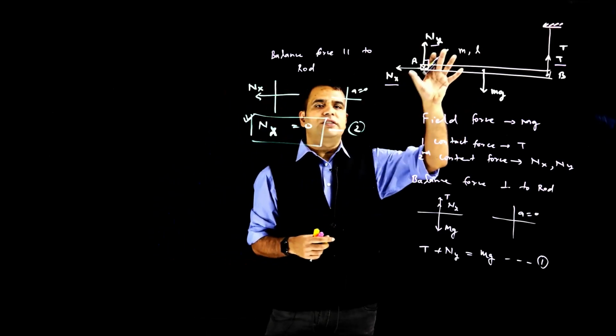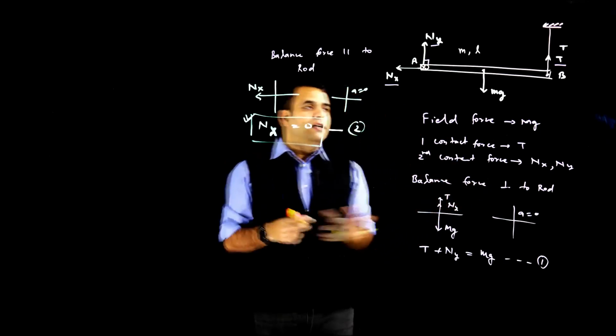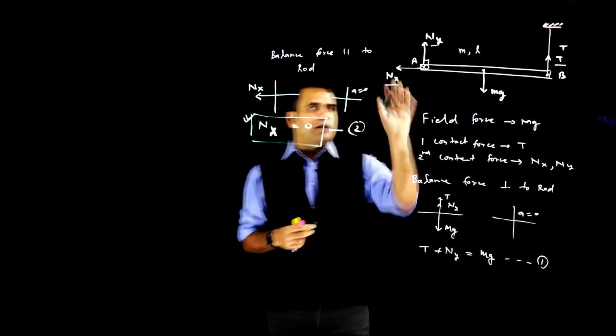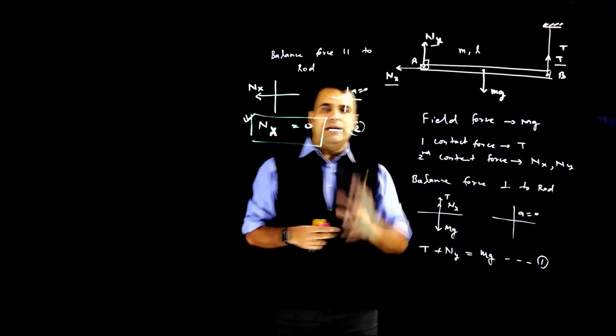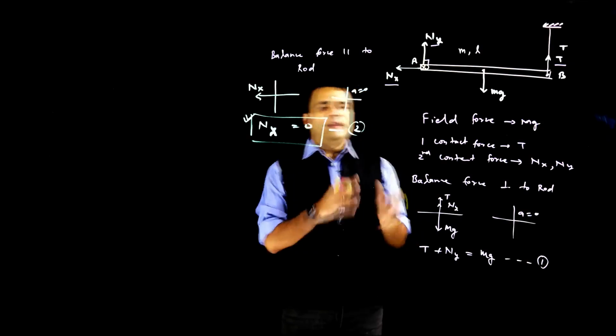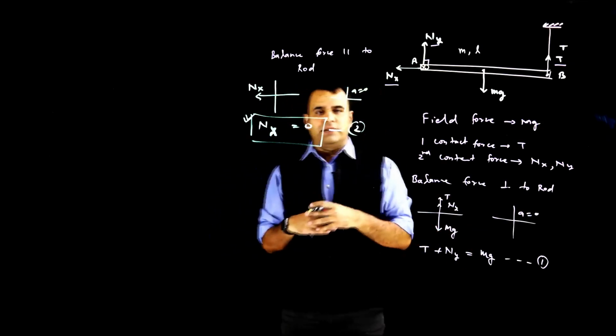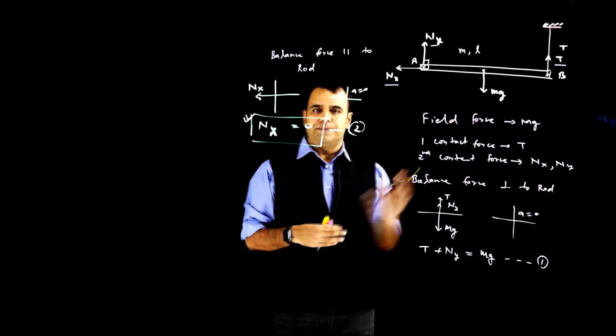And each and every force, whether it is acting at any point, is acting only at the center of mass. We convert that rigid body into a point mass and apply the second law. And then after, we calculate the moment of each and every force about any point on the rod.